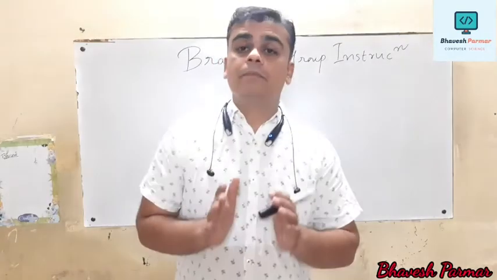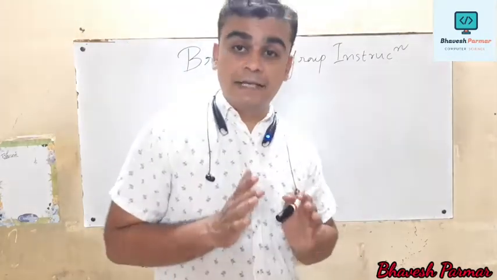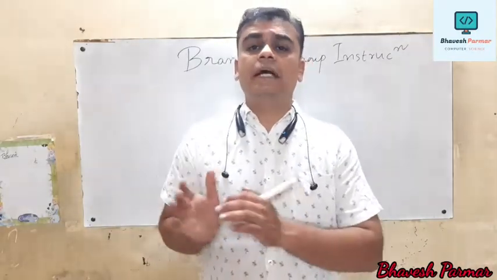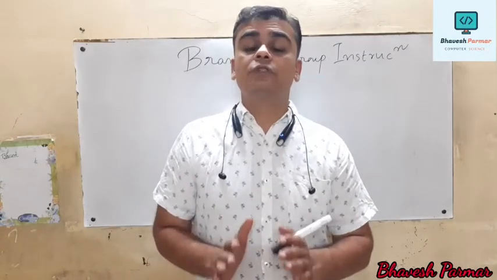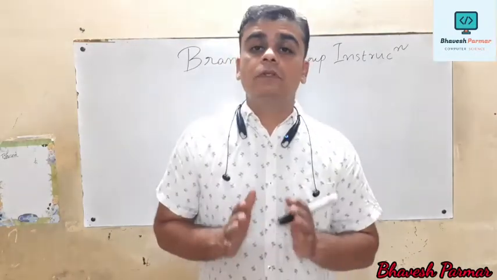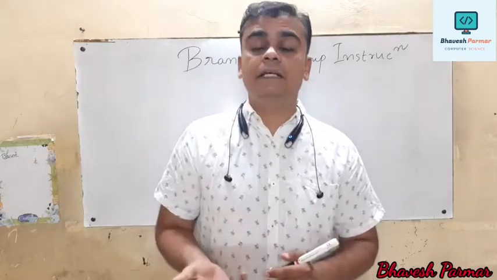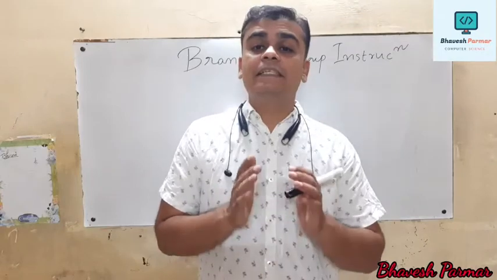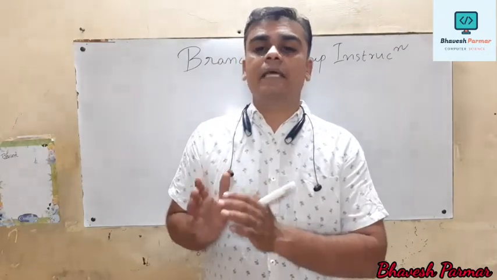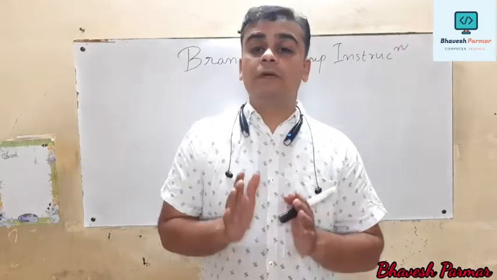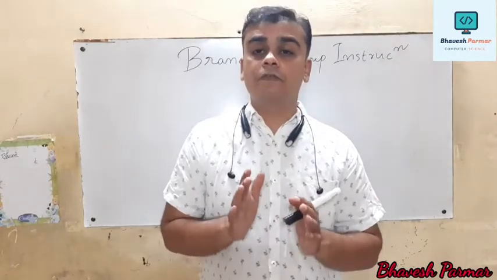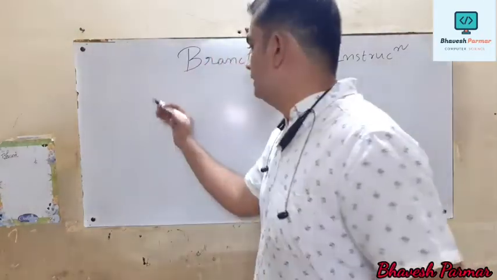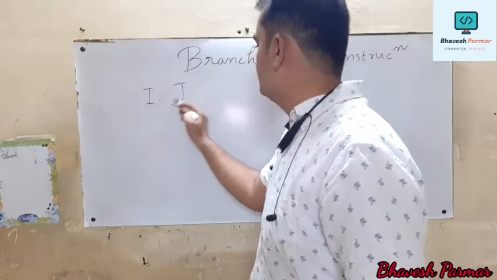Basically, branching group instructions help to check multiple possibilities in our program. In other words, it is used to check conditions. On which basis are we going to check the conditions, and what are the different possibilities? These things we need to study in this type of group. So first we are going to focus on our first instruction, that is called the jump instruction.